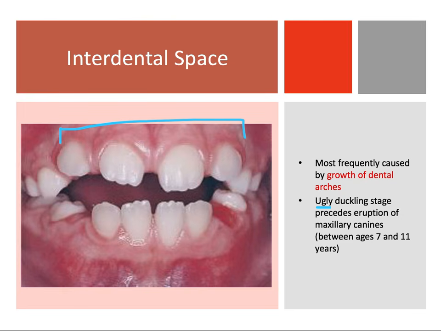The so-called ugly duckling stage precedes eruption of the maxillary canines, so we're between about ages 7 and 11. This is where you often have gaps between the front 4 teeth, especially between the front 2 teeth. Again, this is a pretty normal stage in tooth development.